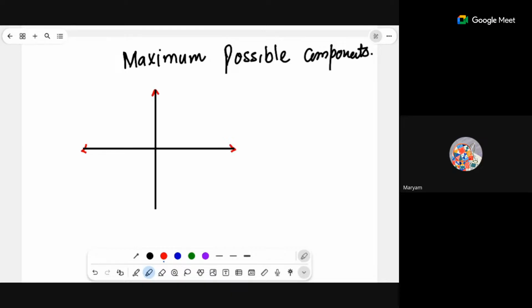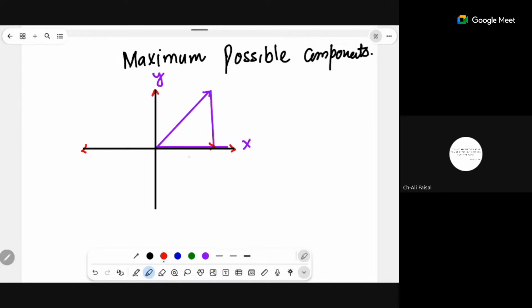Only two, sir. Good. X and Y axis, sir. X and Y. Okay. So basically, in the Cartesian plane system, where you have only the x axis and y axis, in a two-dimensional system, you have two components. You got the point? You have two components only.